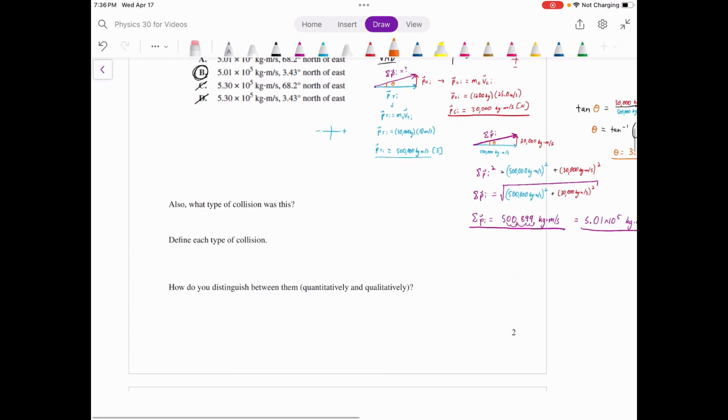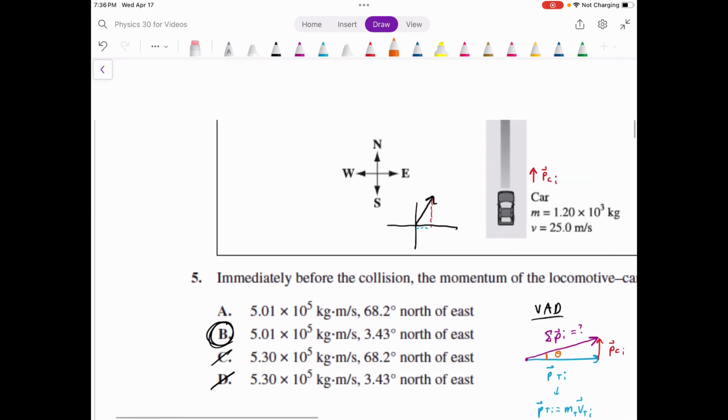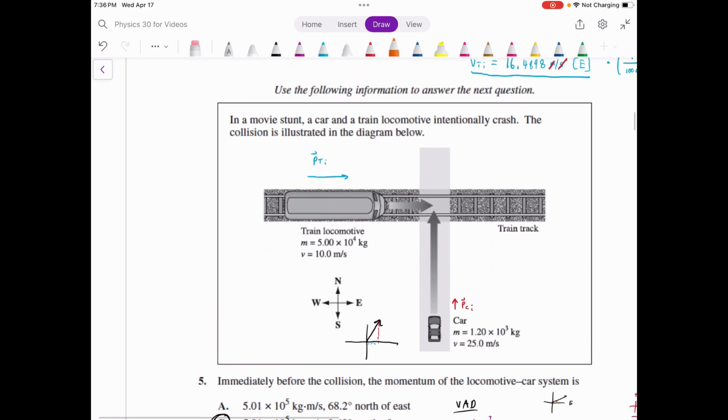Okay, now it asks us, what type of collision was this? So type meaning elastic or inelastic. Well, you tell me. The two cars stuck together, right? So can kinetic energy be conserved if they stuck together? No, right? Because again, kinetic energy is mass times speed squared over 2. And when they stick together, they're kind of losing some speed, so to speak, right? And they're not making up for it by getting more mass.